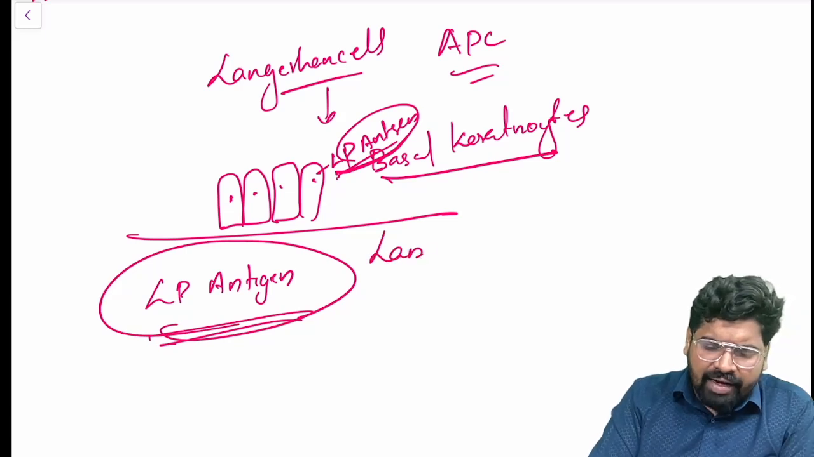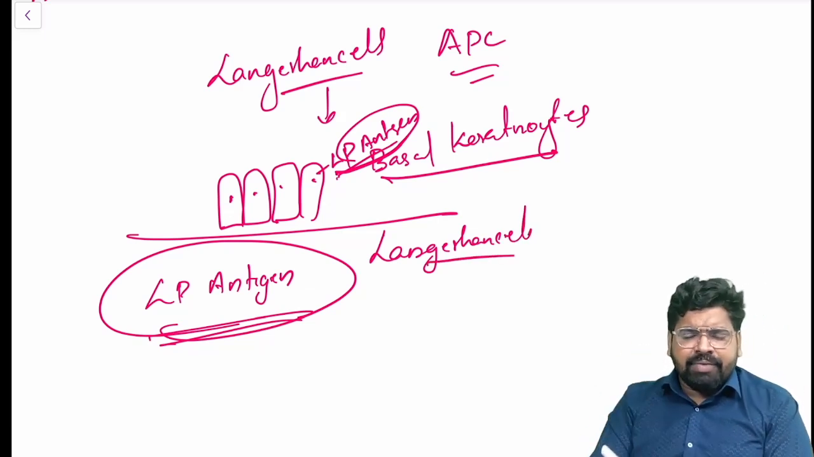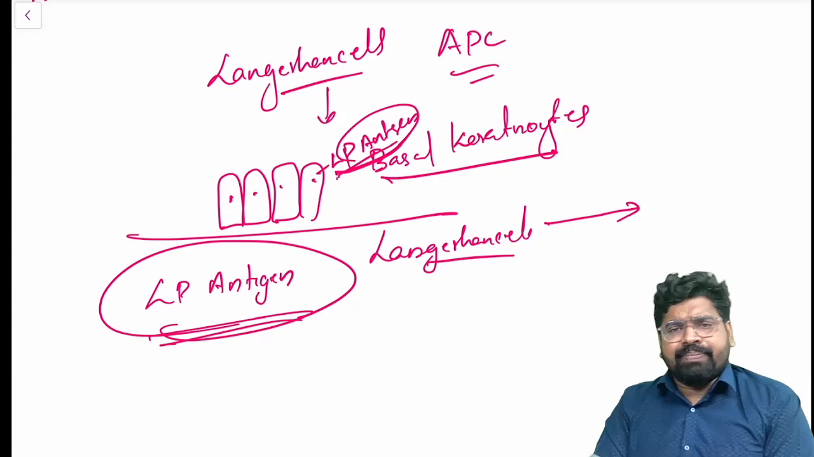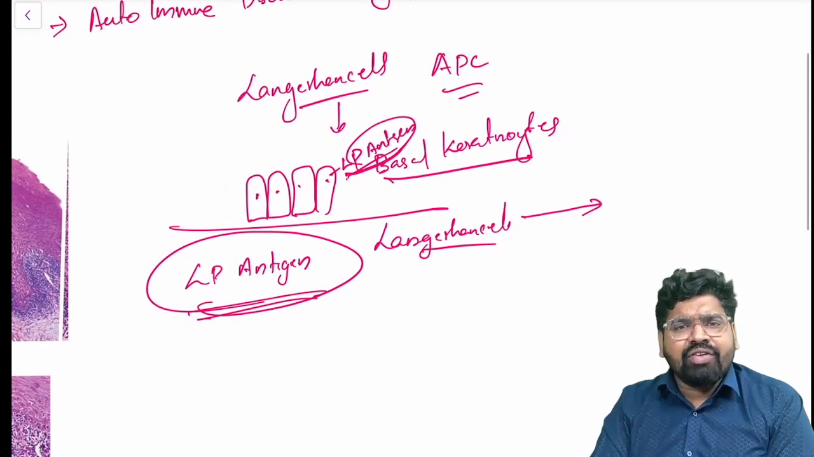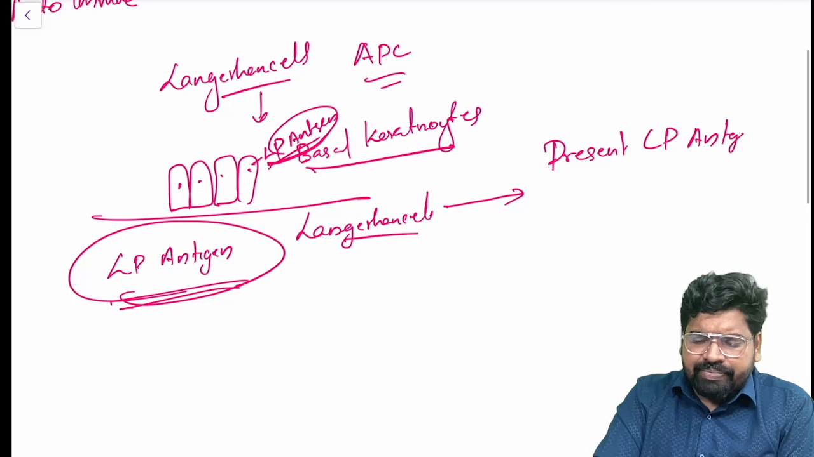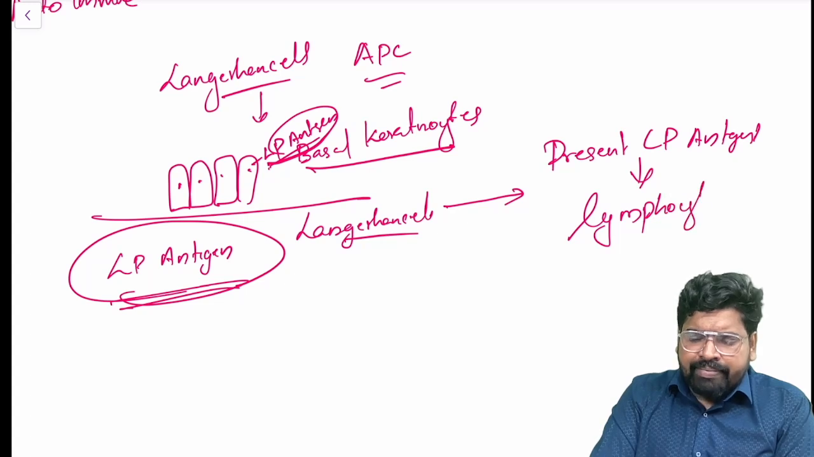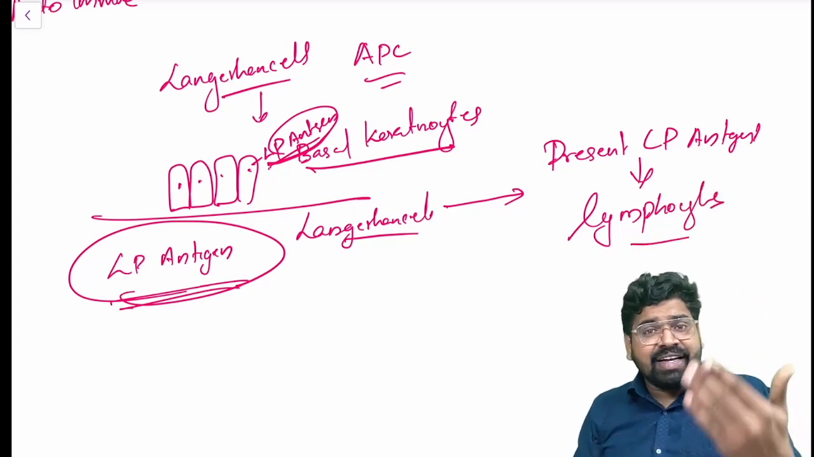What happens? The Langerhans cell takes up this LP antigen and goes to the lymphocyte. They will present this LP antigen to the lymphocyte. They will give this to the lymphocyte. That is why it is called antigen presenting cells.